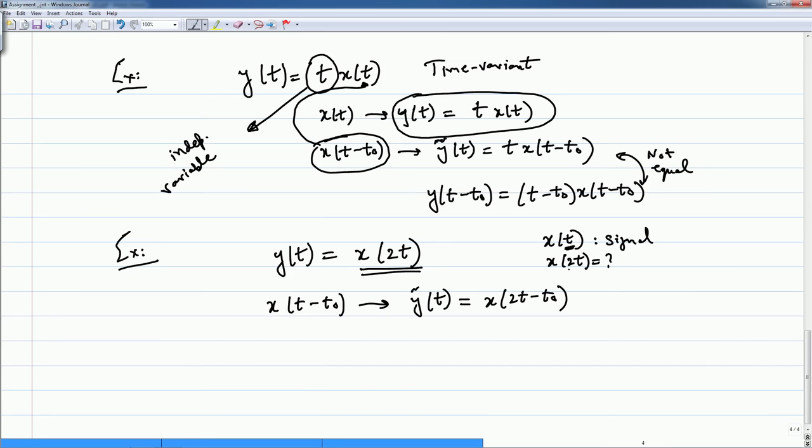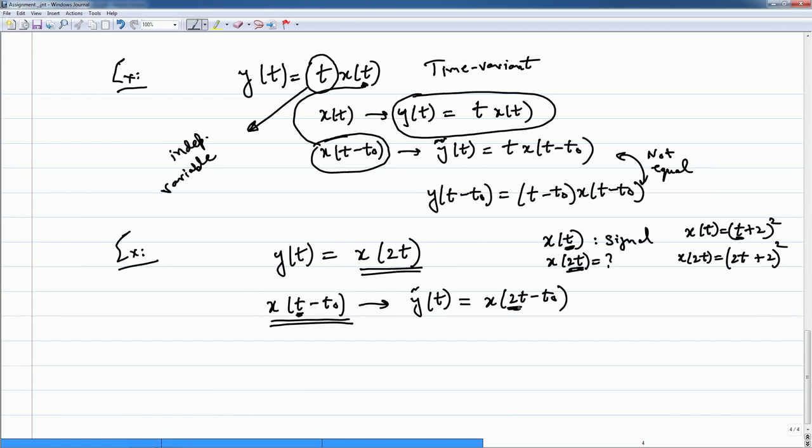Wherever I have t, I should substitute 2t. So, for instance, x of t could be, I do not know, t plus 2 whole squared. How do I find x of 2t? Wherever I have t, I should put 2t. I should not touch anything else. I am not allowed to touch anything else. So, x of t is some function of t. What is x of 2t? Wherever I have t, I should put 2t. Now, the question being asked here is that the function x of t is x of t minus t naught. Instead of t, I should put 2t. So, I get the output y tilde of t being x of 2t minus t naught.